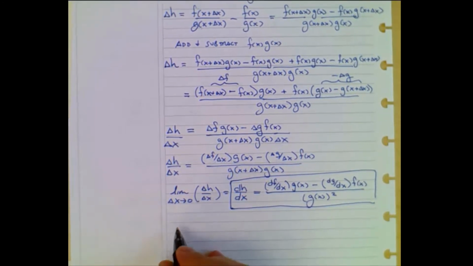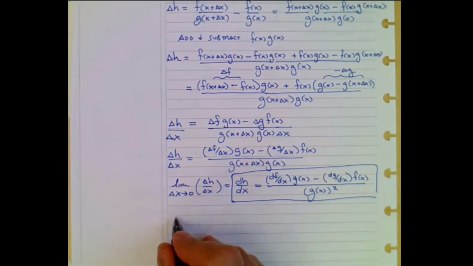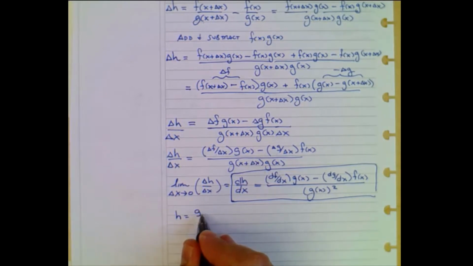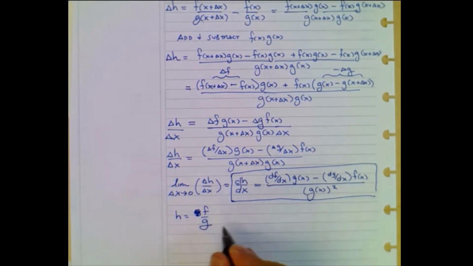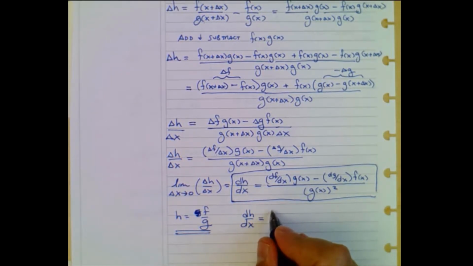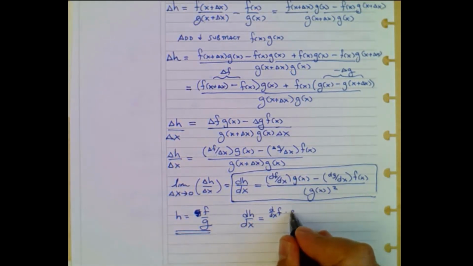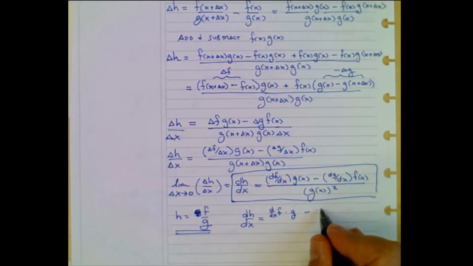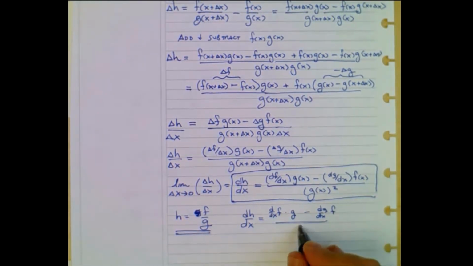is, if h is f over g, and this is worth memorizing, of course, as all these are, then the derivative dh dx is equal to the derivative of the top one times the bottom one, minus the derivative of the bottom one times the top, divided by the bottom squared.